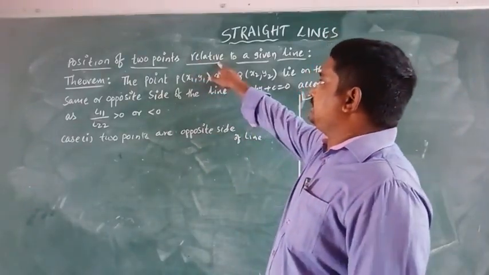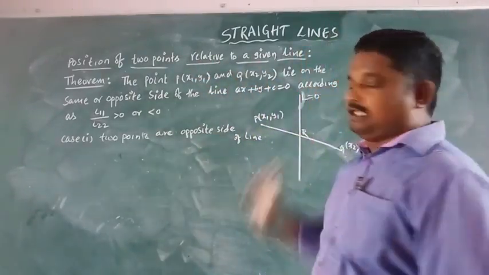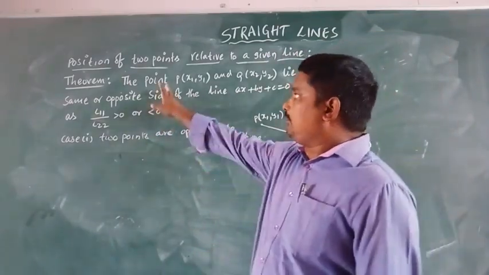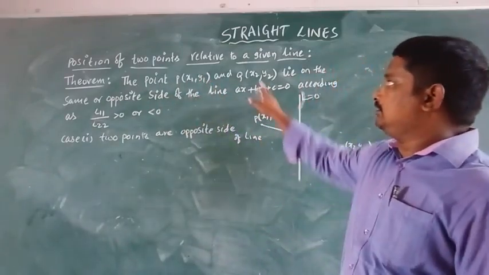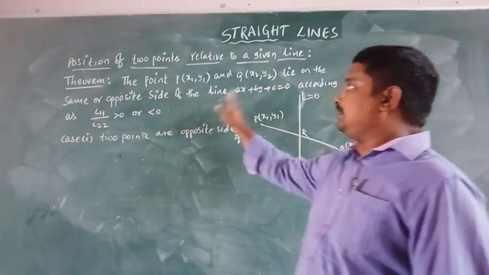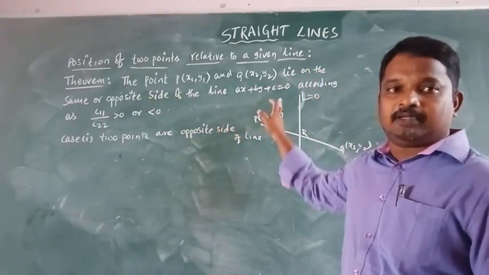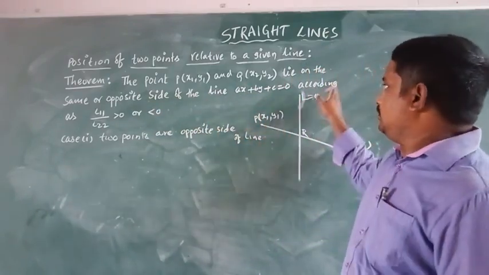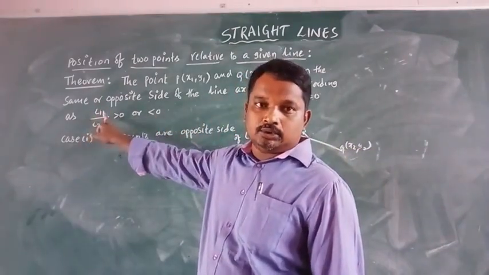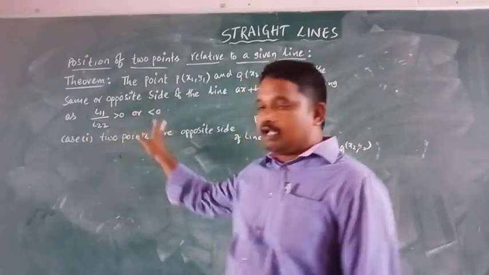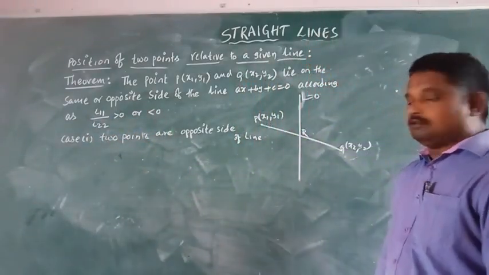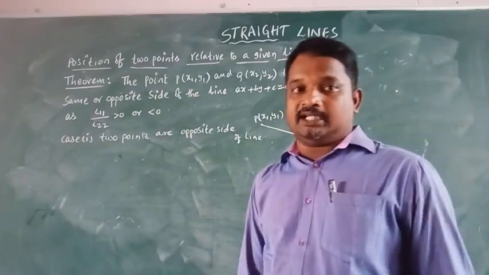Position of 2 points relative to a given line. That is, with that first theorem, the points P(x1, y1) and Q(x2, y2) lie on the same or opposite side of the line ax + by + c = 0, according as L11 by L22 is greater than 0 or less than 0. So for that, here we may get two cases.